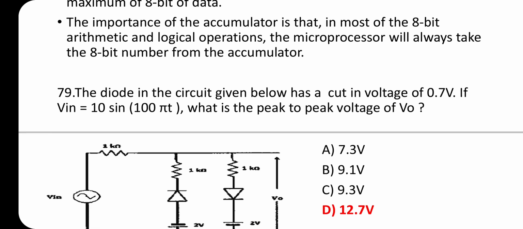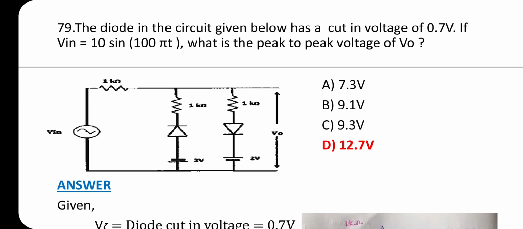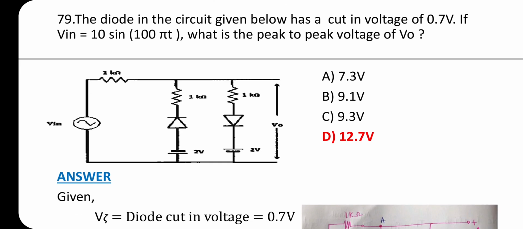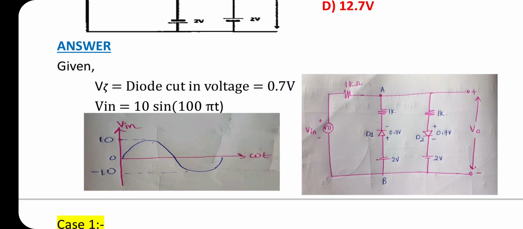79. The diode in the circuit given below has a cut-in voltage of 0.7 volt. If Vin is equal to 10 sin 100 pi t, what is the peak-to-peak voltage of V0? Answer is option D, 12.7 volt. Given diode cut-in voltage equal to 0.7 volt and Vin equal to 10 sin 100 pi t. This is the circuit.